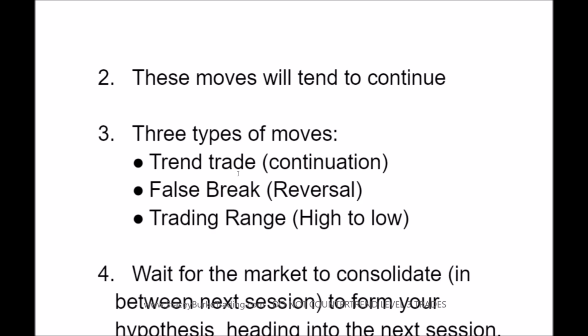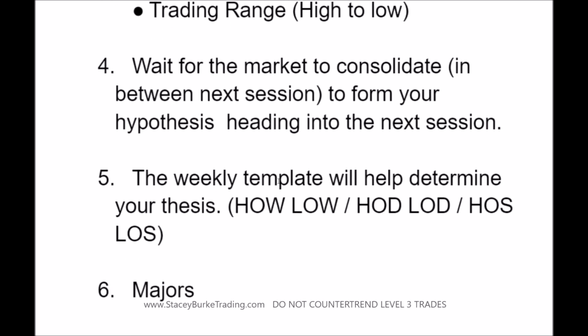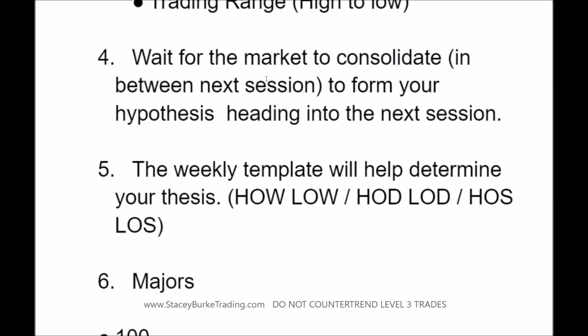But you may also be in a trading range, which again is a large consolidation. So typically you won't see a level 3 trade come out of a trading range because it's going back and forth. Level 3 is once the market has gone sideways into consolidation. That consolidation can last hours. It can last anything from an hour to 2 to 12 to 16 hours. Again, you could have a 3-day setup that consolidates for several hours into the next day at the high or at the low. So again, wait for the market to consolidate in between next session to form your hypothesis heading into the next session. The weekly template will help you to determine your thesis.